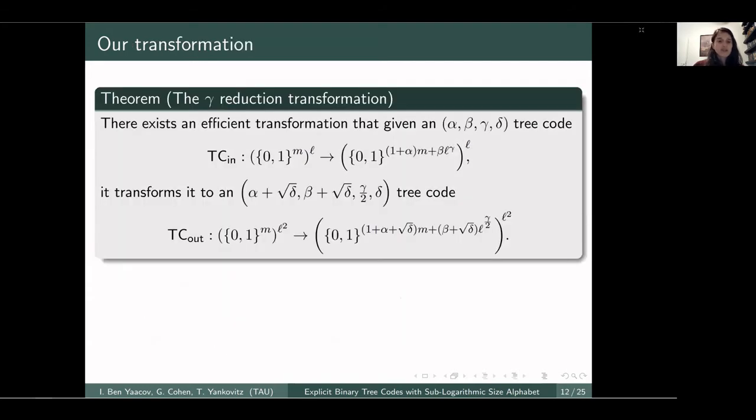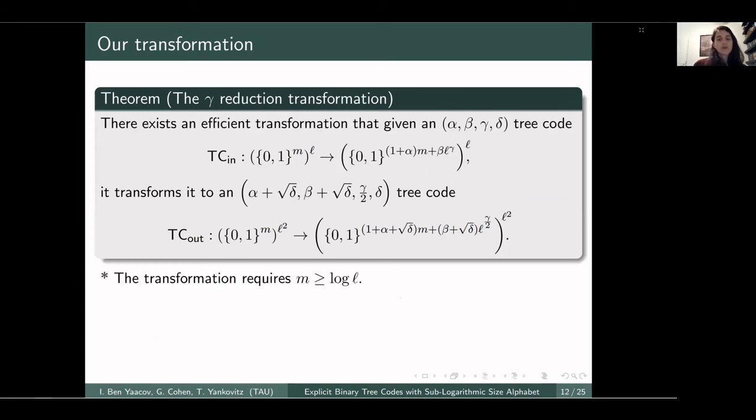So here is one of our results. There exists an efficient transformation that, given an alpha, beta, gamma, delta tree code, transforms it to an alpha plus square root of delta, beta plus square root of delta, gamma over 2 delta tree code. We can see that the resulting tree code has a better dependency on gamma and the same distance as the original tree code has, as we wished.